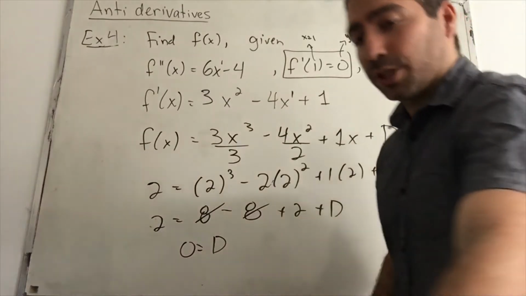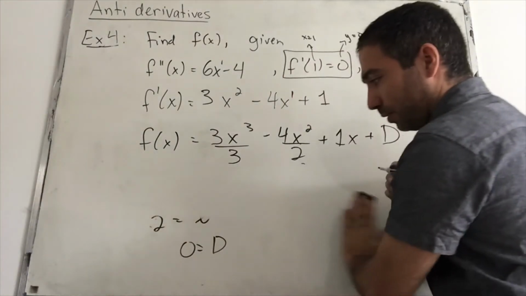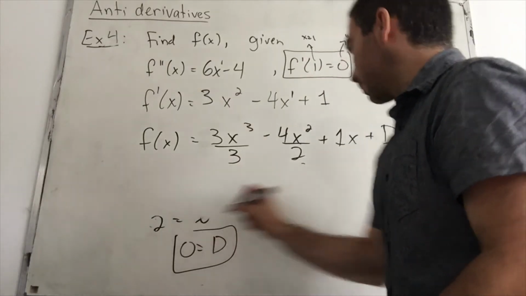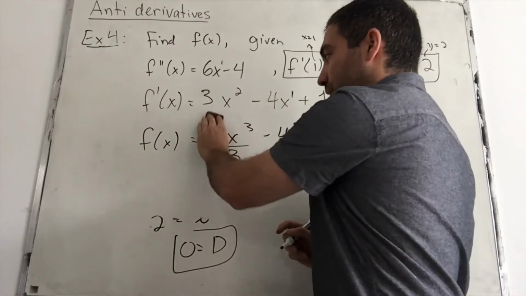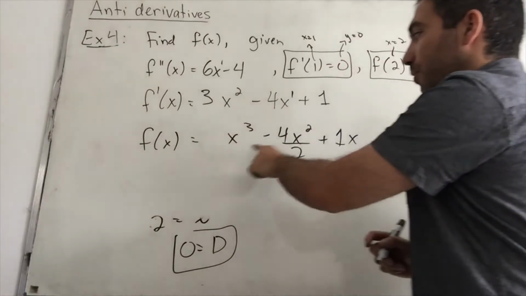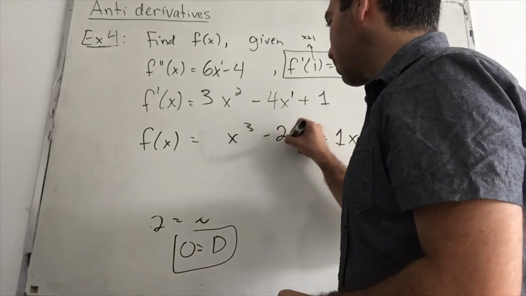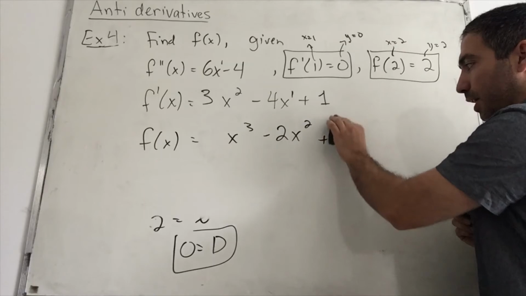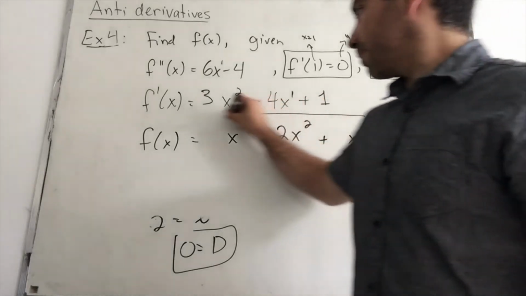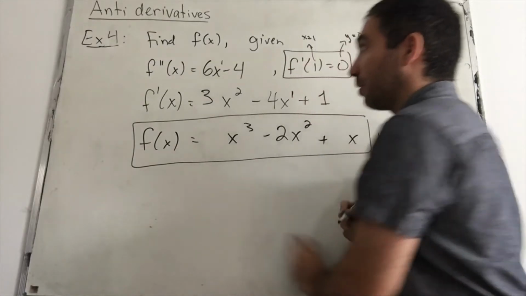So the original function f of x, erasing all this, we know d is equal to 0, so we don't even write it. So the original function f of x is just 3 divided by 3 is 1, so we get x cubed minus, let's rewrite it here, minus 2x squared plus x. Okay, and that's the answer to the question.